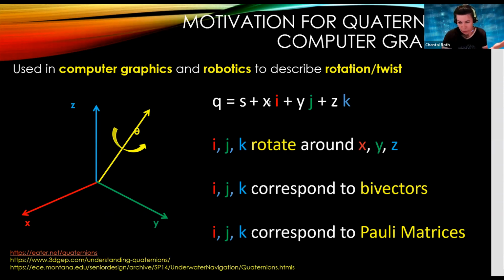So a quaternion is really nothing else, but you have the three coordinate axes, X, Y, and Z, and that yellow arrow here is basically one quaternion describing a rotation, the axis of rotation and the particular angle, and that's what the quaternion really is. It actually corresponds to bivectors and also to Pauli matrices, and I'll talk a lot more about these later.